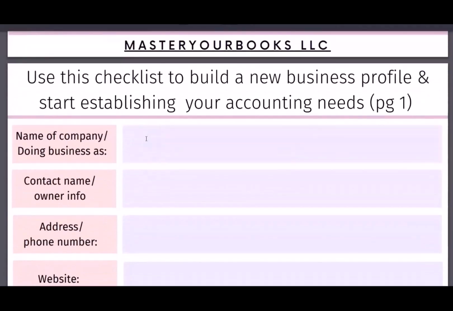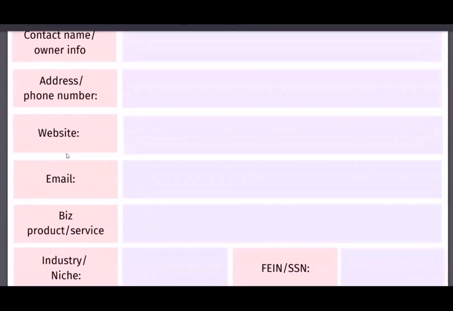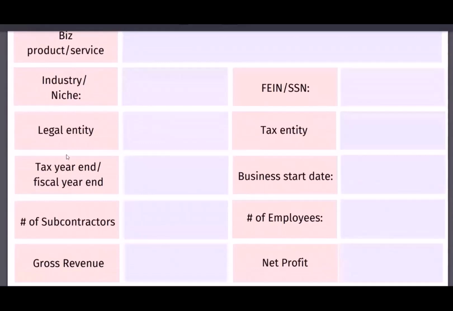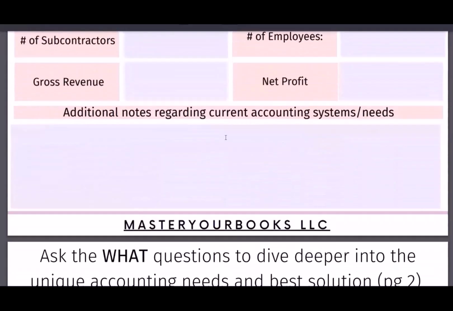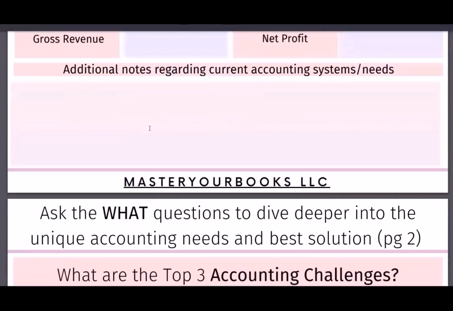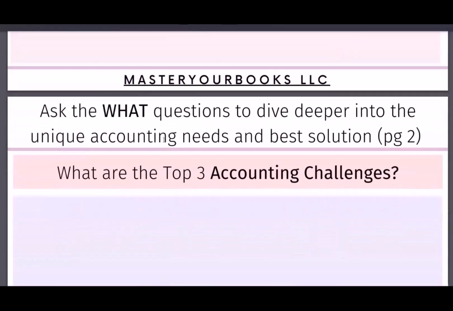So this checklist is a PDF fillable checklist with the common questions and basic information that I have obtained from my business owners. When you go towards the bottom, you have an opportunity to add some more additional accounting systems, needs, or basic information, or even information around their operations and infrastructure. But the second page is where you're going to start asking the what questions. And we're going to learn more about the what questions here in this class.